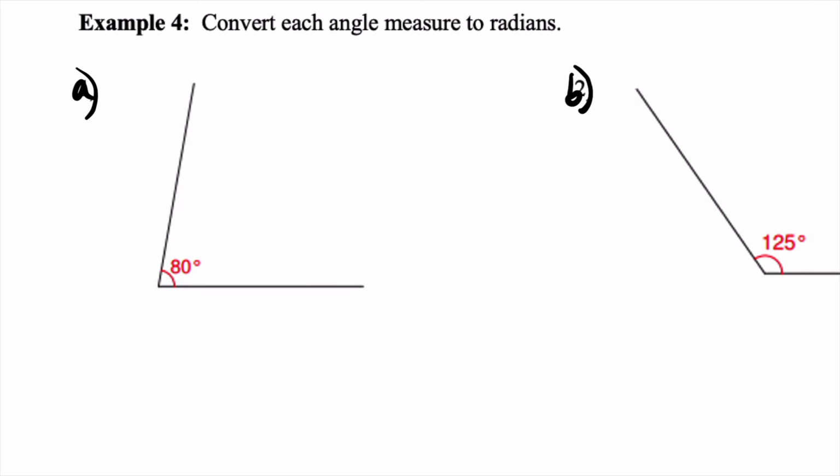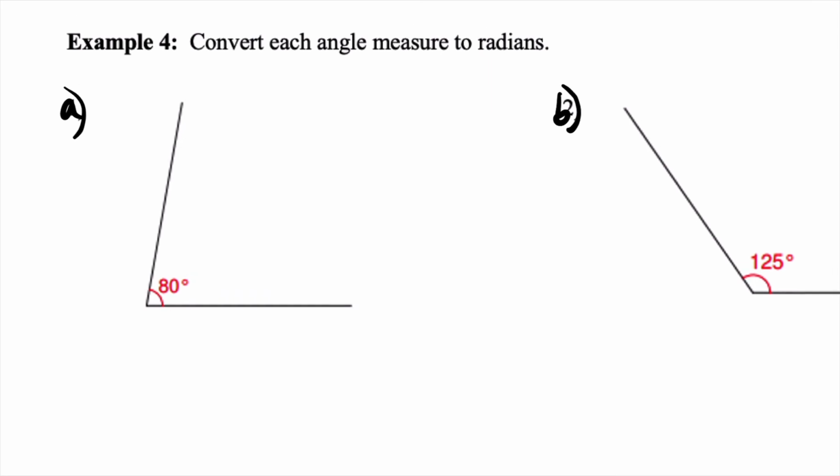Okay? 80 degrees. 80 degrees is almost 90 degrees, right? It's an acute angle, but it's on the bigger side because once it goes past 90, it's obtuse, right? So we want to convert that to radians. Radians. Okay?